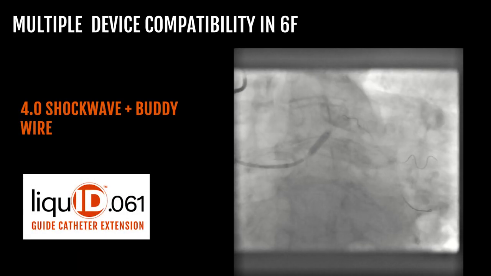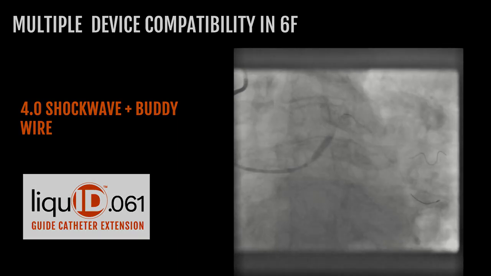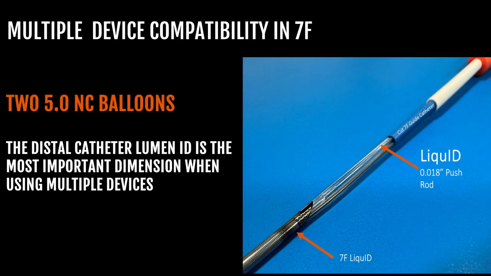Here is a clinical image of a 4.0 Shockwave balloon with a buddy wire protecting a side branch through a 6 French LiquID. Here we have another multiple device scenario. A 5.0 NC Emerge balloon fitting through a 7 French guide catheter into the distal segment of a 7 French LiquID device. In parallel, a second 5.0 NC Emerge balloon extends from the 7 French guide catheter and through the collar of the 7 French LiquID.